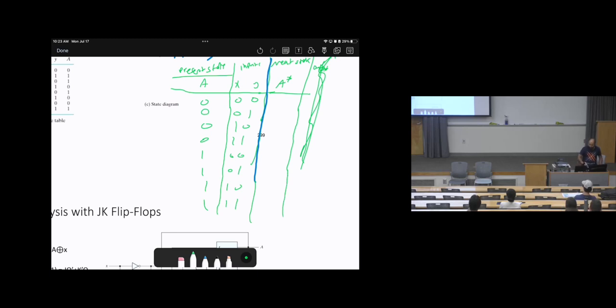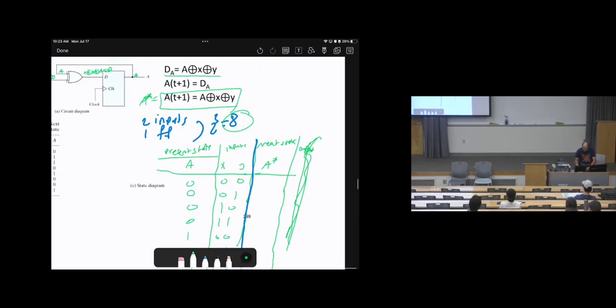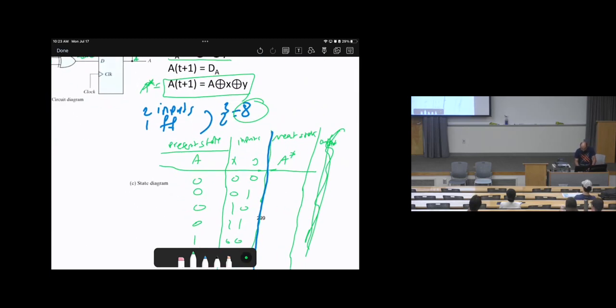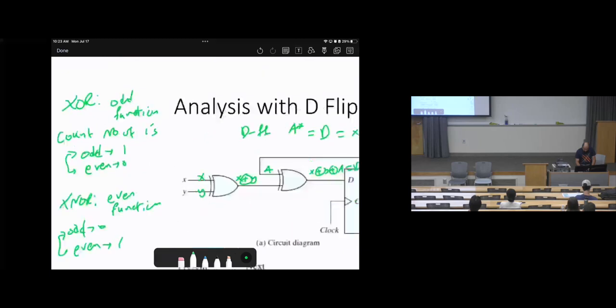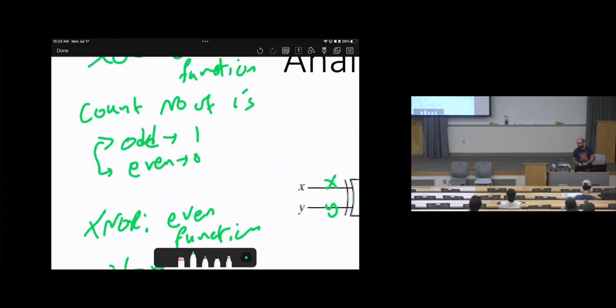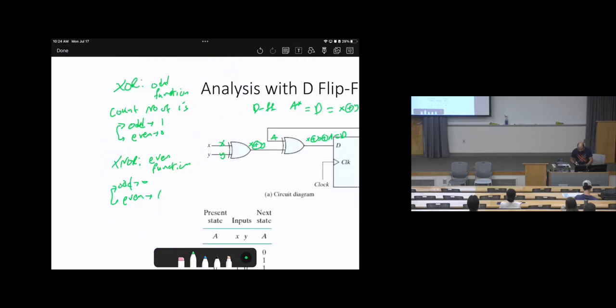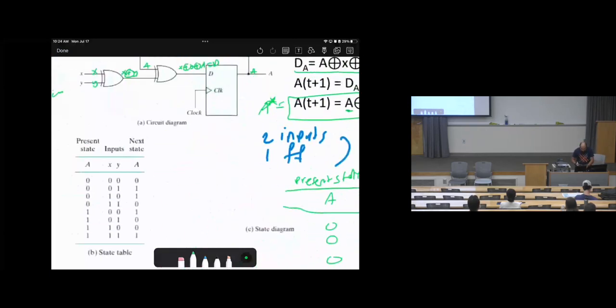Okay? Now, the nice feature of the exclusive OR, A exclusive OR with X, exclusive OR with Y. And I said that exclusive OR is odd. So let's count the number of ones. If they are odd, then the output or the next state is 1. If they are even, the next state is 0. That's the nice feature that you need to figure out.